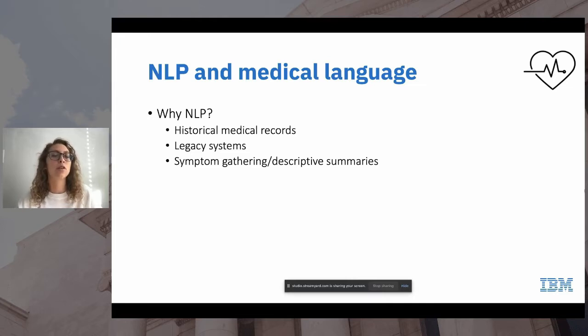And then even if we have the most up-to-date, perfect technology, when we talk about the clinical progression of an illness or sort of abstract symptoms that we're feeling that we don't have a diagnosis yet, we're going to need to use descriptive language and kind of descriptive summaries. So NLP has a really important role in analyzing medical data.